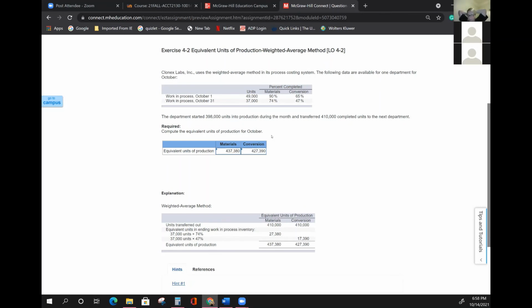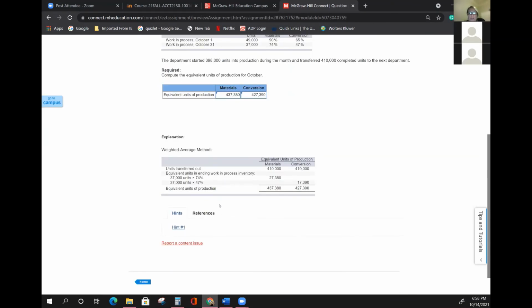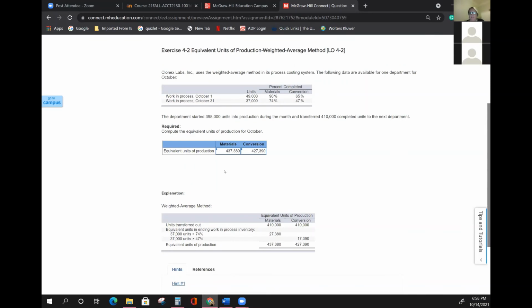So maybe I need to add that to the review sheet, how to calculate that out. All right, so here's our weighted average method down here. It gives you the calculation. So we have materials and we also have conversion. It's telling us that the transferred units are 410,000. So I know that 410,000 units came out, and that's the same for both materials and conversion.